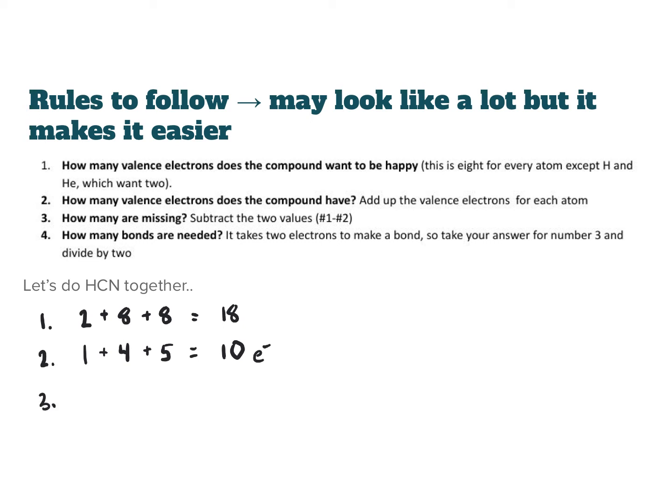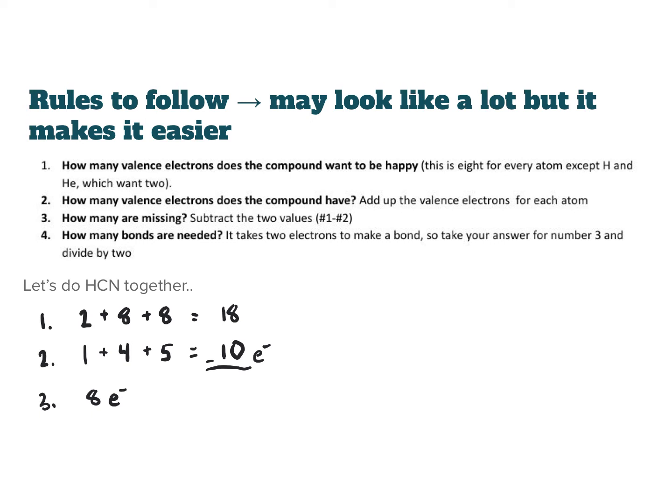My third step says how many are missing. So if I want 18 electrons and I only have 10 available, then I am missing 8 electrons. That's what's keeping this compound from being happy. And that's why it's making bonds. It's going to share electrons so it could get those 8 electrons in its outer shell. I mean, that's why everything bonds, right? Is to have a full outer shell.